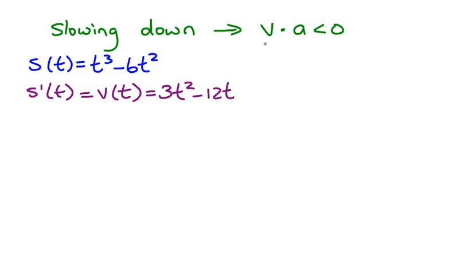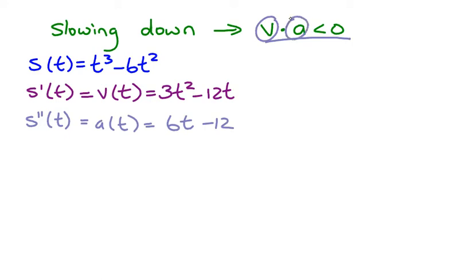Okay, and then we have your acceleration. So acceleration is the double prime of your position graph. Acceleration is the derivative of the above. Okay, so once you have all three of your functions, we want to figure out this guy. Let's take our velocity function and multiply it by our acceleration. So velocity is 3t squared minus 12t multiplied by our acceleration, which is 6t minus 12.